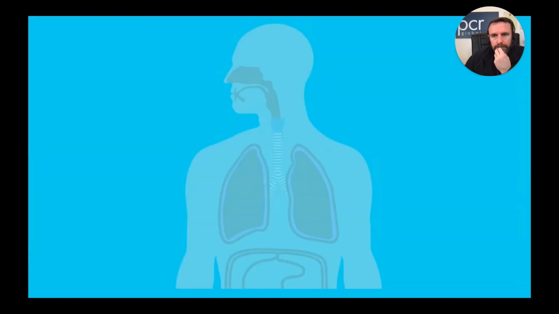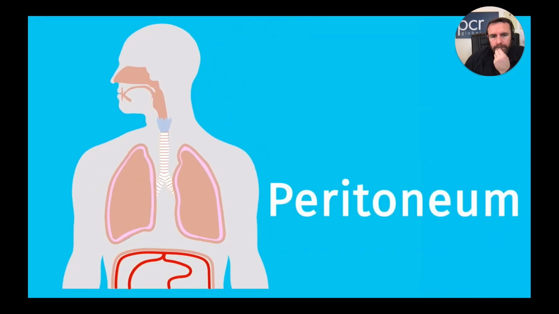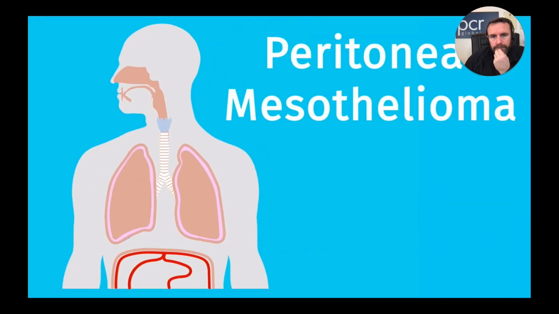Around 1 in 4 cases of mesothelioma occur in the abdomen, in the sheet of tissue that covers the internal organs. This tissue is called the peritoneum, and so this form of the cancer is called peritoneal mesothelioma. It is believed that peritoneal mesothelioma occurs when some of the asbestos fibres that are breathed in are coughed up, swallowed, and come into contact with the abdomen.